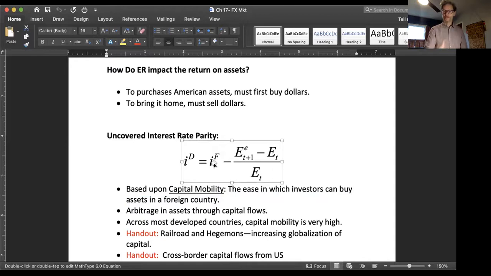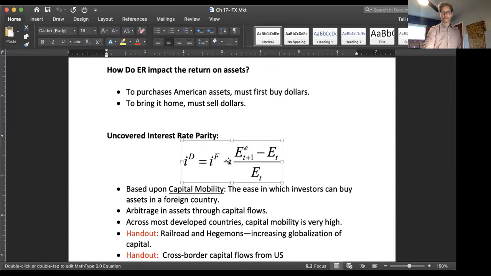But you also have to account for the fact that the exchange rate could change over time, right? And so what is this? This is the exchange rate at the end of the period minus the exchange rate right now, divided by the exchange rate right now. This is just the percent change in the exchange rate. And that impacts your return, because what happens if I buy that European asset? I have to put my money in euros. And so I'm also vulnerable to any exchange rate risk in the euro, from the euro going up or going down.